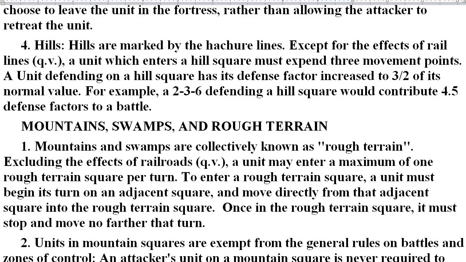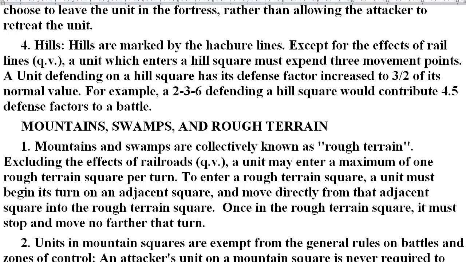If the other side attacks that 2-3-6 successfully because it had the benefit of terrain while on defense, the attacker may advance into the defending square if the square is cleared. We now reach mountain swamps, which we jointly call rough terrain.